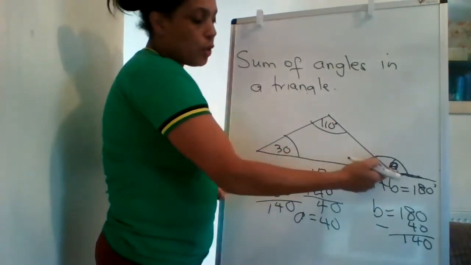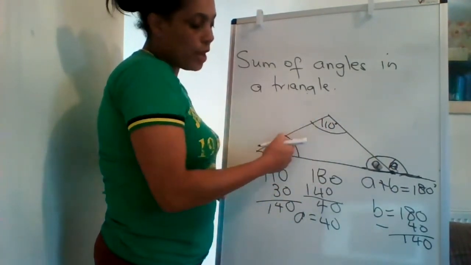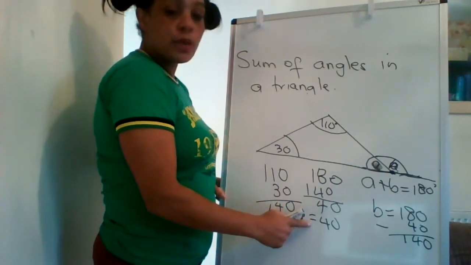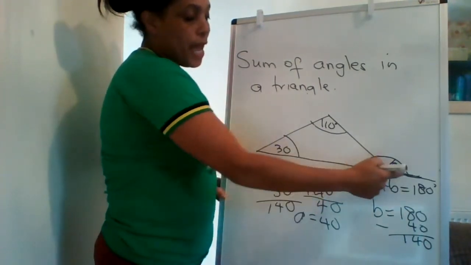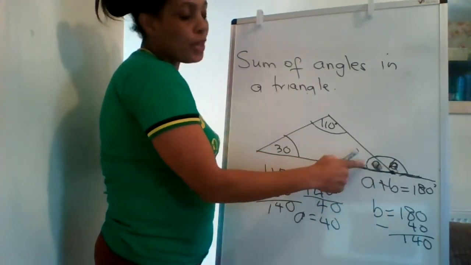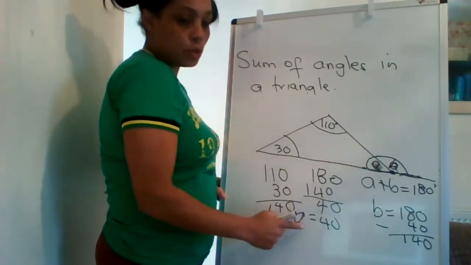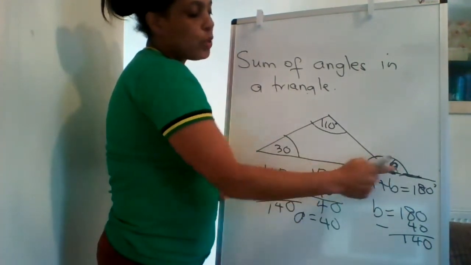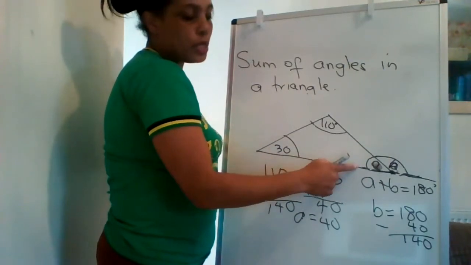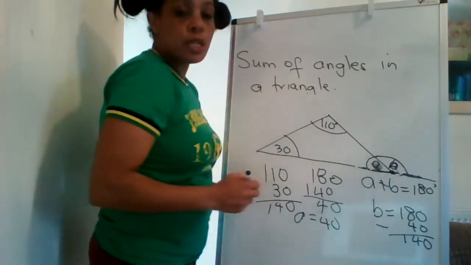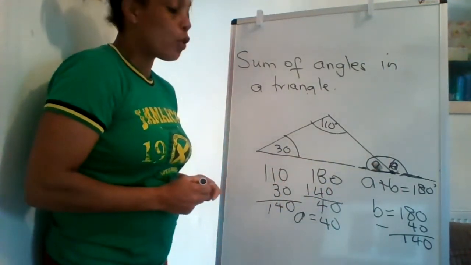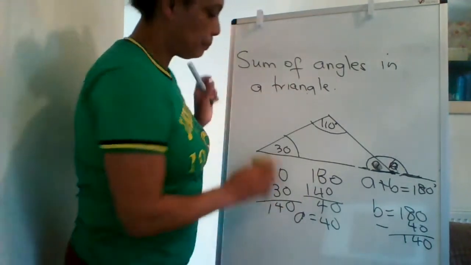For A, angles in a triangle: add these two together, take it away from 180, we get A. For B, angles on a straight line: we know that A was 40 because we worked it out. Angles on a straight line give us 180 degrees, so therefore B is equal to 140 degrees. Okay.